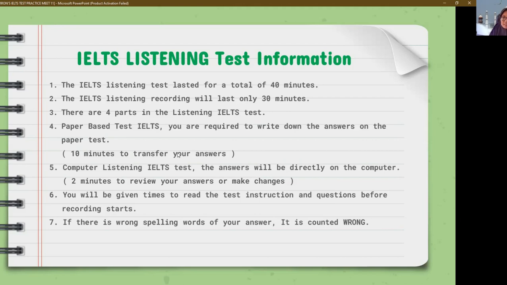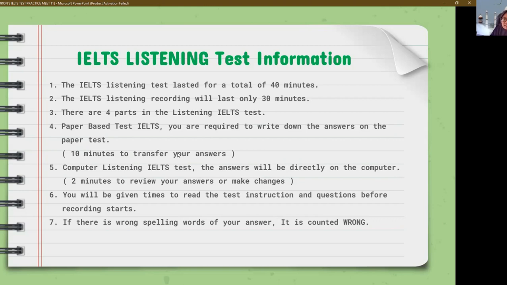And then on the computer listening test, you cannot do the same thing as on a paper-based test. On the computer listening test, the answer will be directly on the computer. So you have only 2 minutes to review your answers or make changes. Okay, only 2 minutes for each section to review your answers.